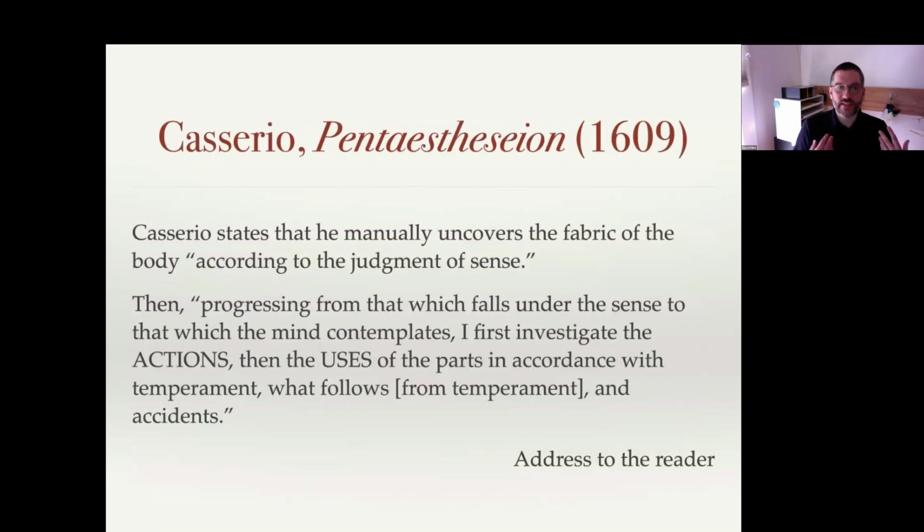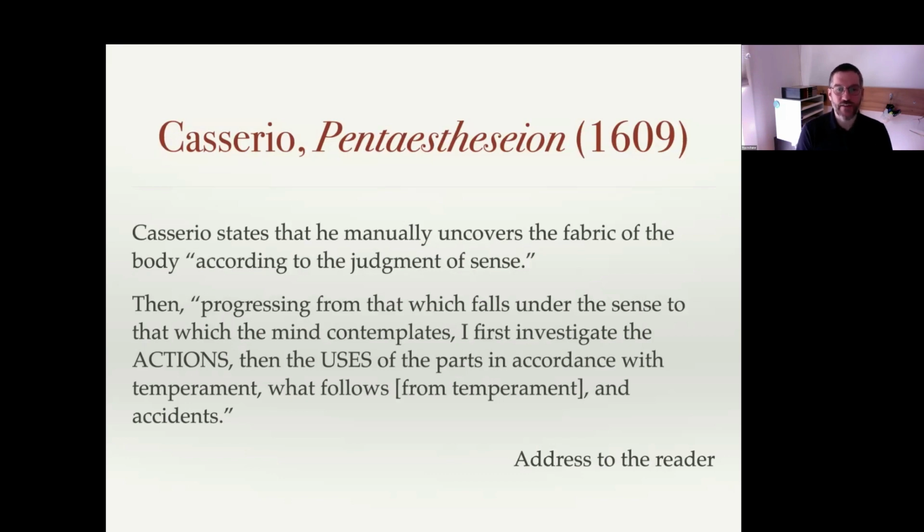Later in his work on the five senses, the Pentasthesian, he states that he manually uncovers the fabric of the body according to the judgment of sense. So part of this anatomical method, the first part that is truly anatomical, really involves keen judgments of sense. It's not just manual, it is a sensible judgment, which is really important, and which is something I think he argues you can be trained. You have a skill in judging by sense.